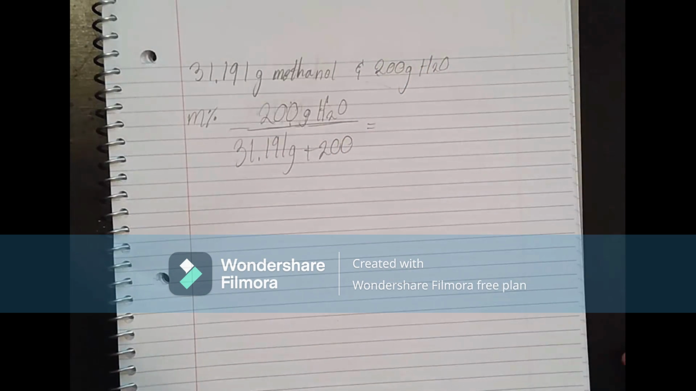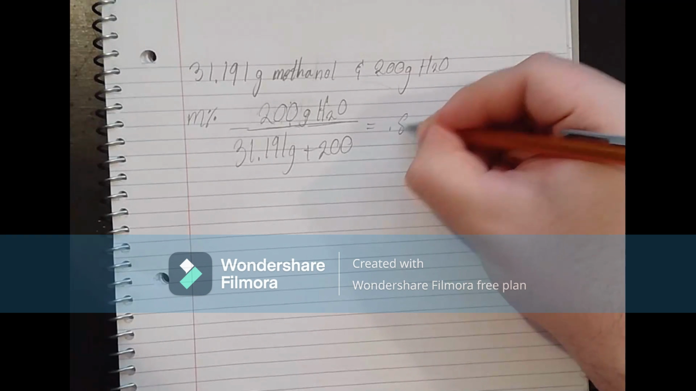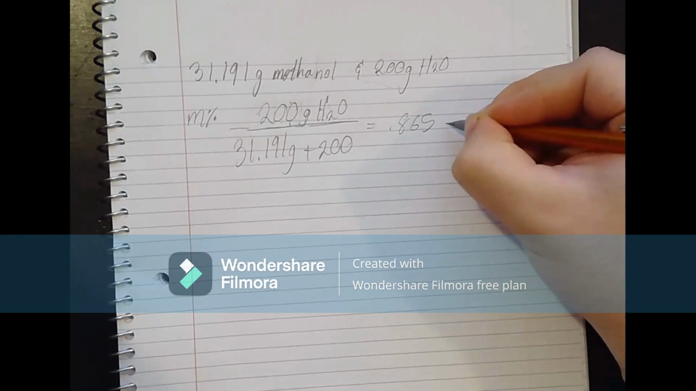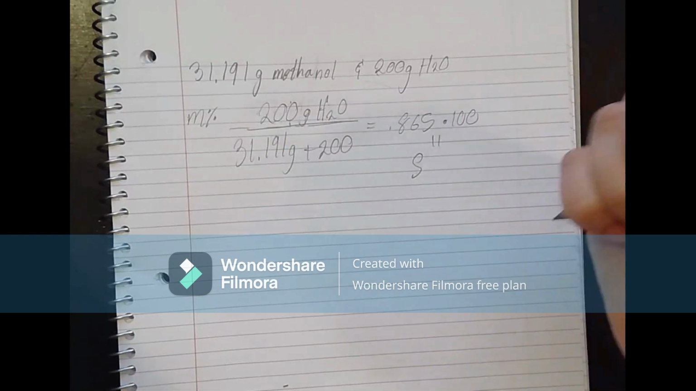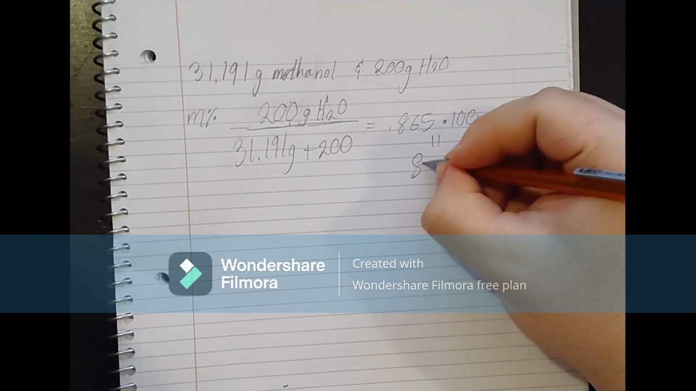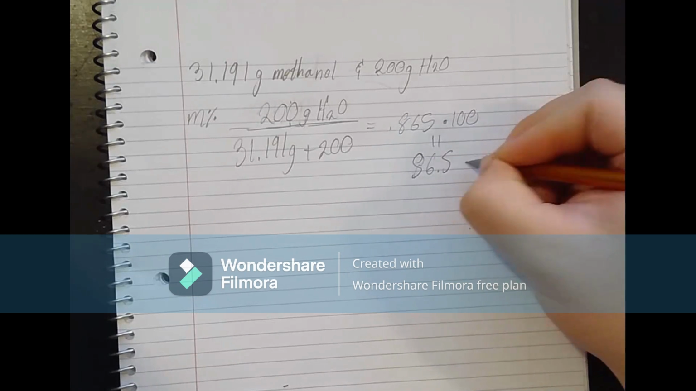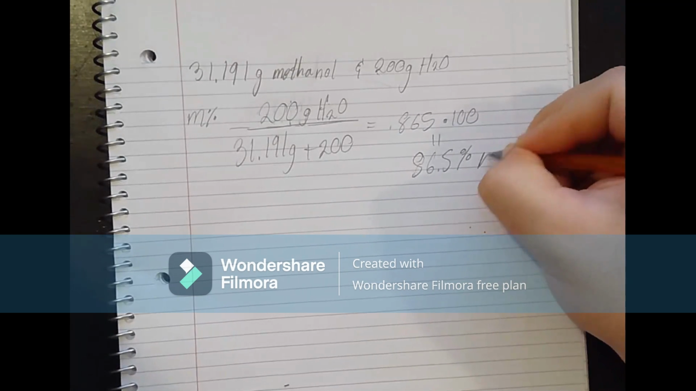This will give us a mass percent of roughly, calculating it out now, 0.865, which we know by multiplying by 100 will make it 86.5% mass.